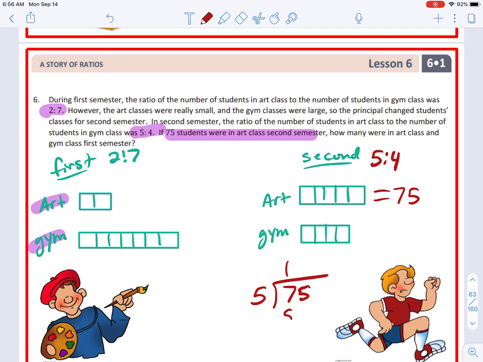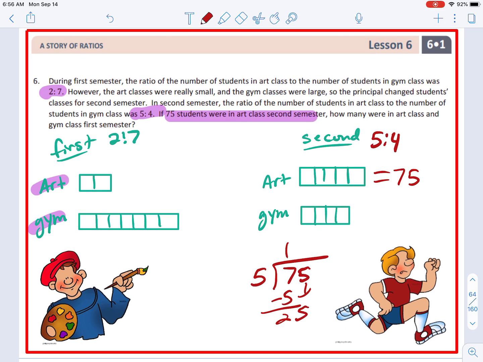5 goes into 7 once. We subtract 5 from 7 and get 2. We bring down the 5. 5 goes into 25 5 times, and that's our answer. So each of these units is going to be 15. And 15 times 5 equals 75.